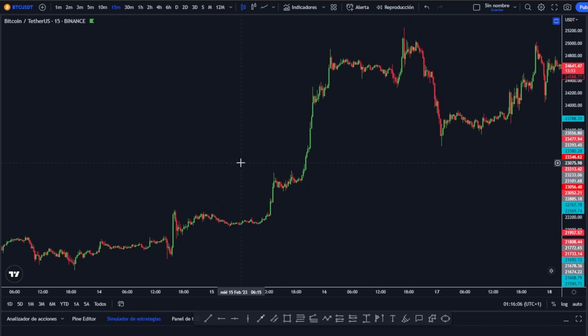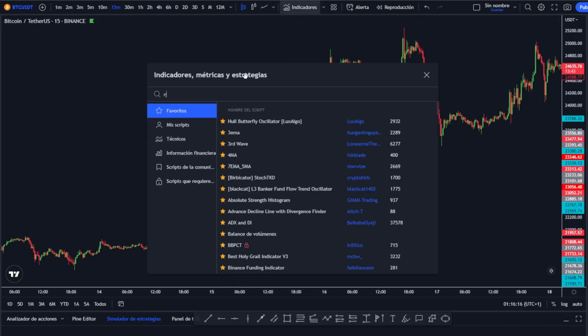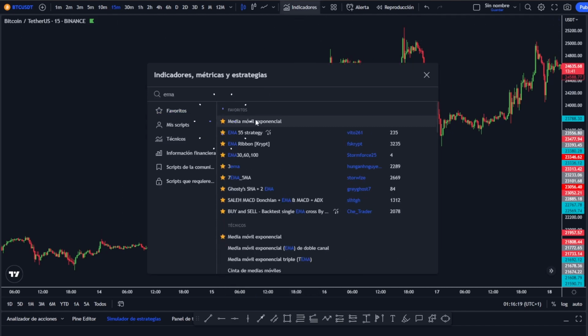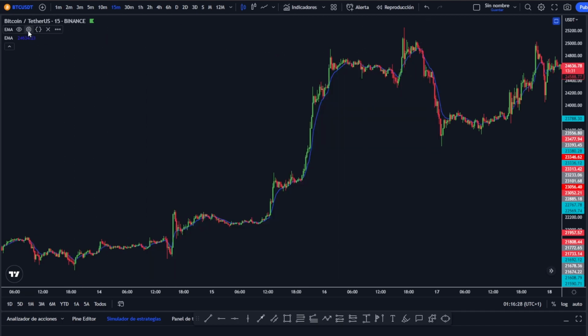Today we are on the Bitcoin chart in the 15 minutes time frame. The first thing we would have to add would be 2 exponential moving averages. We look for EMA in the indicators area and we get the first one. Click twice and now let's configure them.